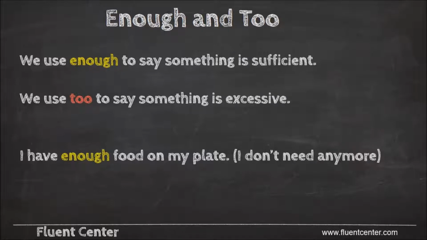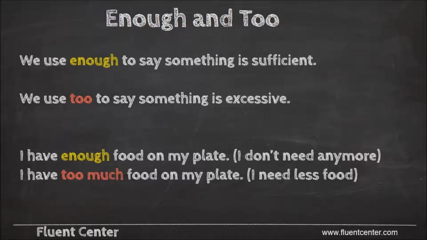In this first sentence, I have enough food on my plate. I'm saying I have sufficient food on my plate and I do not need any more. If I say I have too much food on my plate, I need less food. I have more than I need.